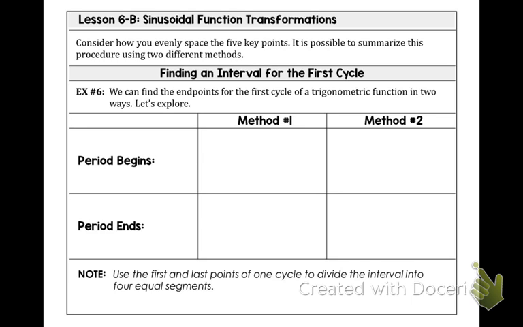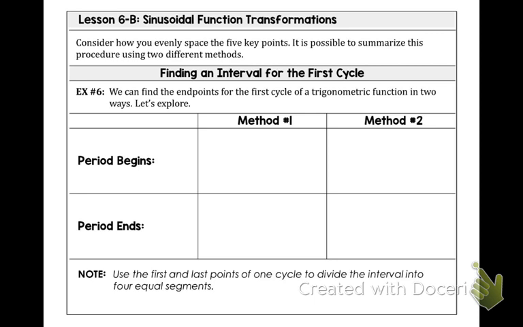We're going to continue working through our sinusoidal function transformations. So consider how you evenly space the 5 key points. It is possible to summarize this procedure using 2 different methods. So we can find the endpoints for the first cycle of trigonometric functions in 2 ways.